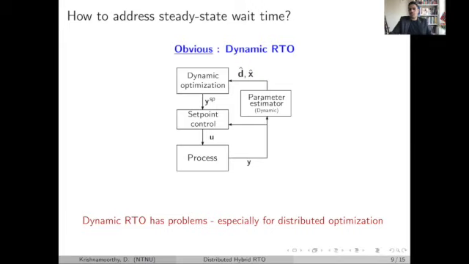So how to address the steady state wait time? Well, one obvious solution is to use a dynamic RTO approach where we use dynamic models and solve a dynamic optimization problem. However, solving a dynamic optimization problem is time consuming and computationally expensive, especially for a distributed optimization framework where the different subproblems are solved iteratively.